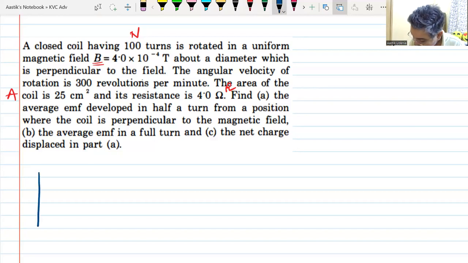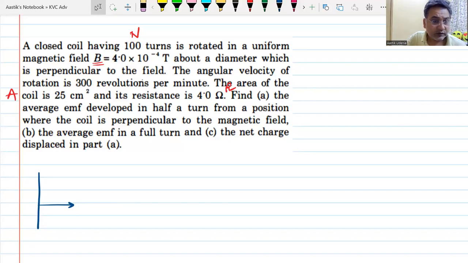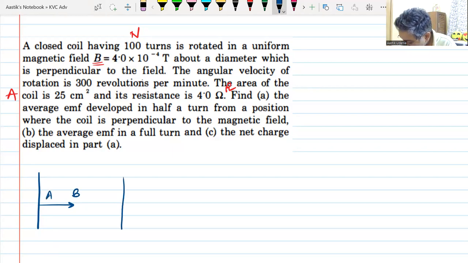That looks okay. In the first case, the magnetic field and the area vector both are in the same direction. In the second case, the area vector has turned by 180 degrees. And in the third case, the area vector has come at the same position.